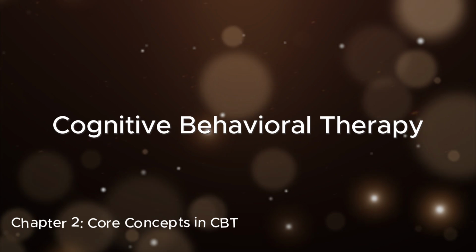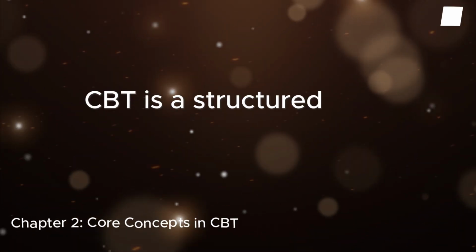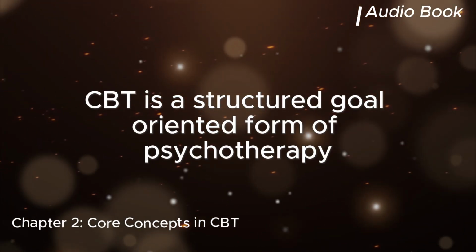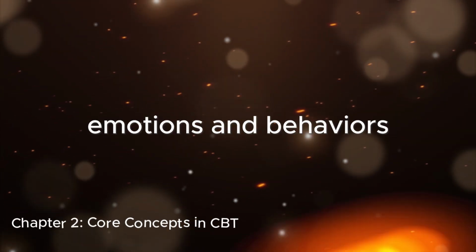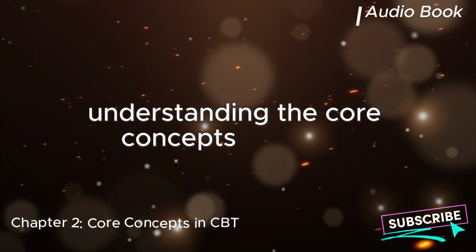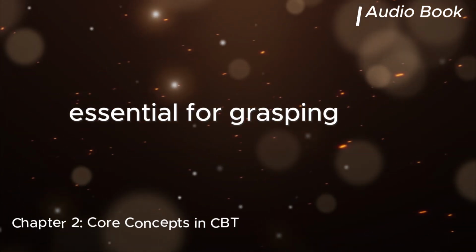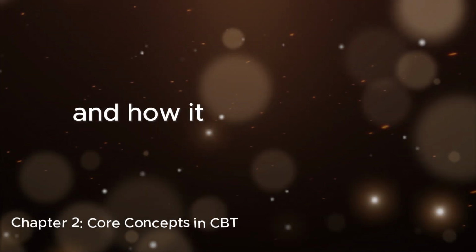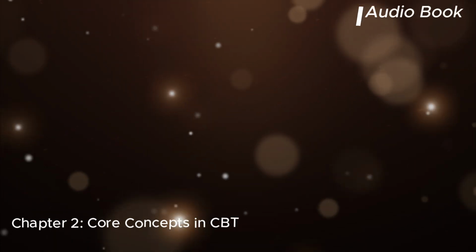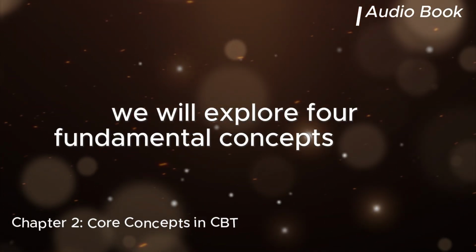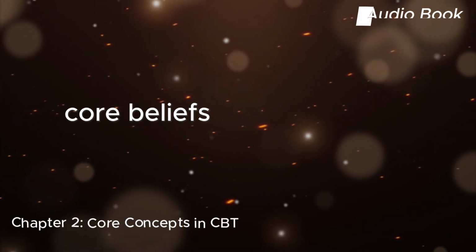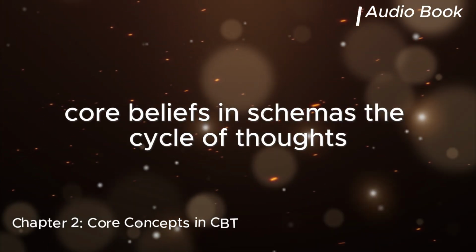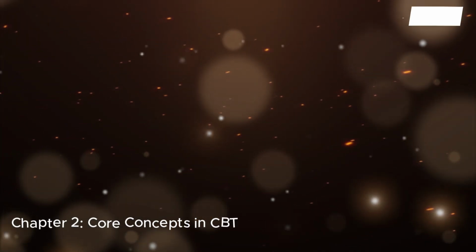Cognitive Behavioral Therapy, CBT, is a structured, goal-oriented form of psychotherapy that is based on the interconnection between thoughts, emotions, and behaviors. Understanding the core concepts of CBT is essential for grasping how this therapeutic approach functions and how it can be applied effectively. In this chapter, we will explore four fundamental concepts in CBT: automatic thoughts and cognitive distortions, core beliefs and schemas, the cycle of thoughts, emotions, and behaviors, and the role of mindfulness in CBT.